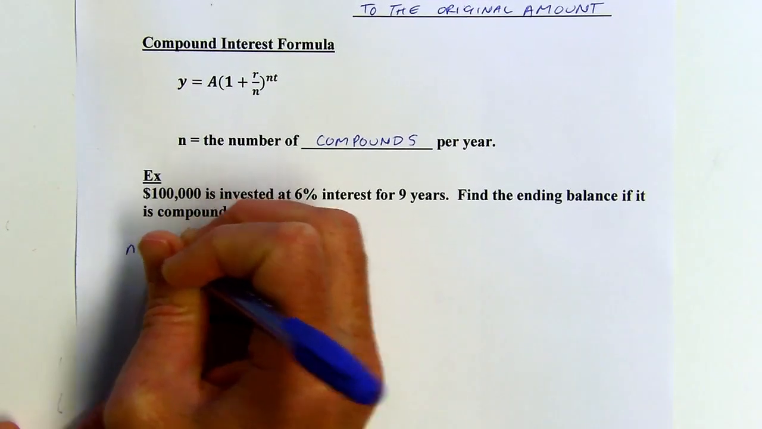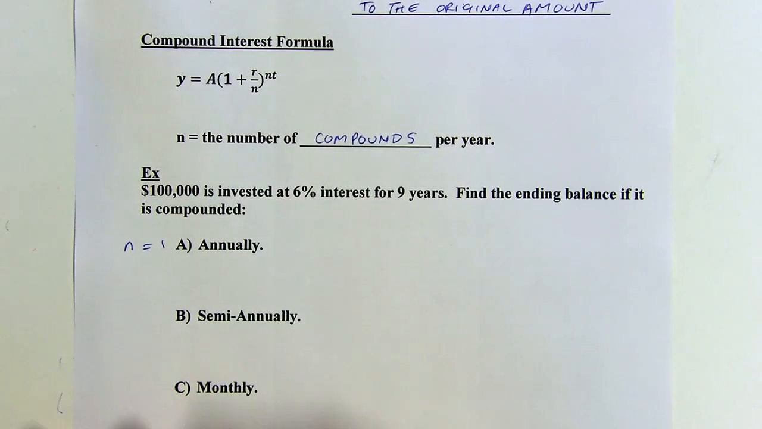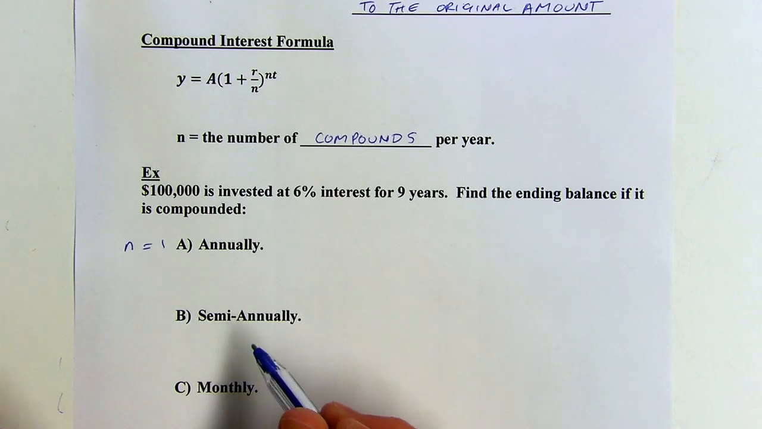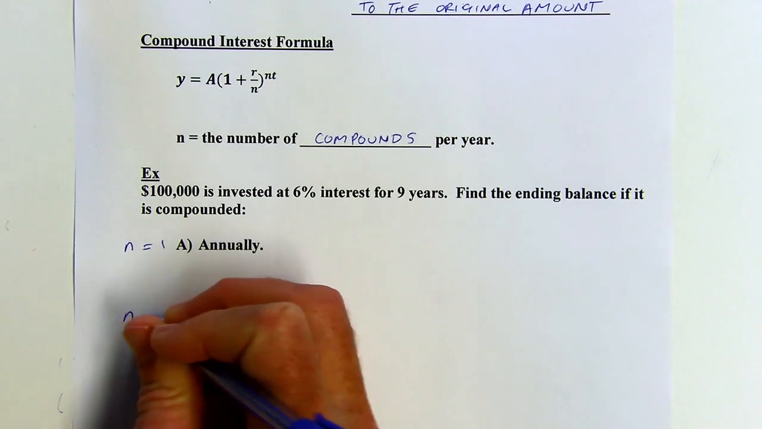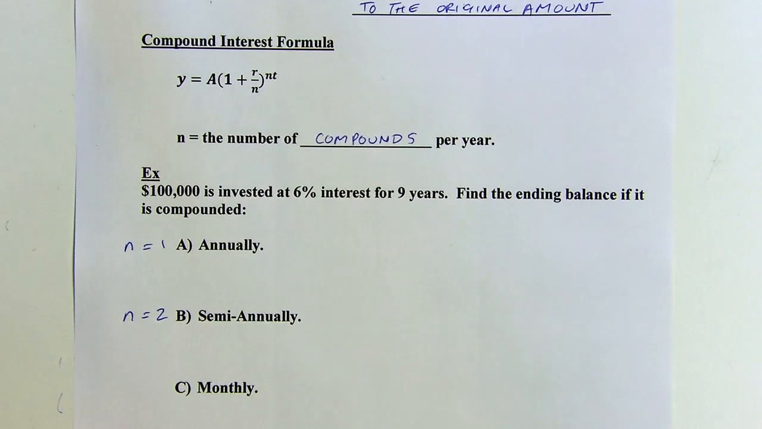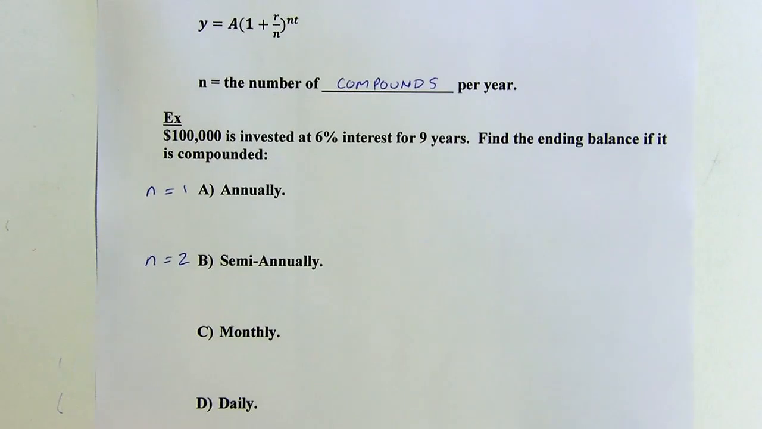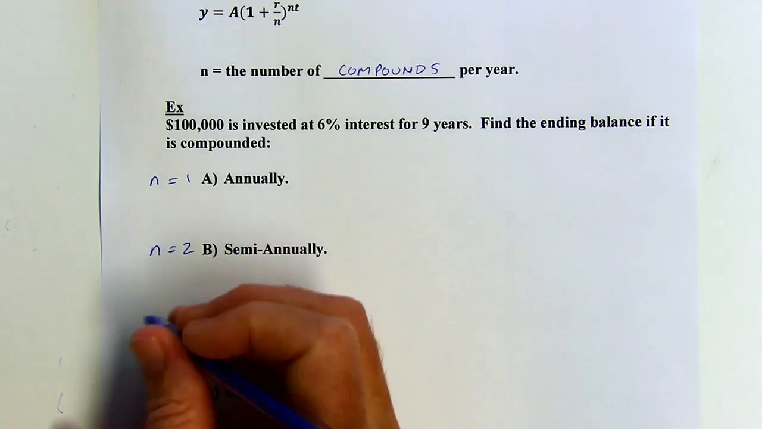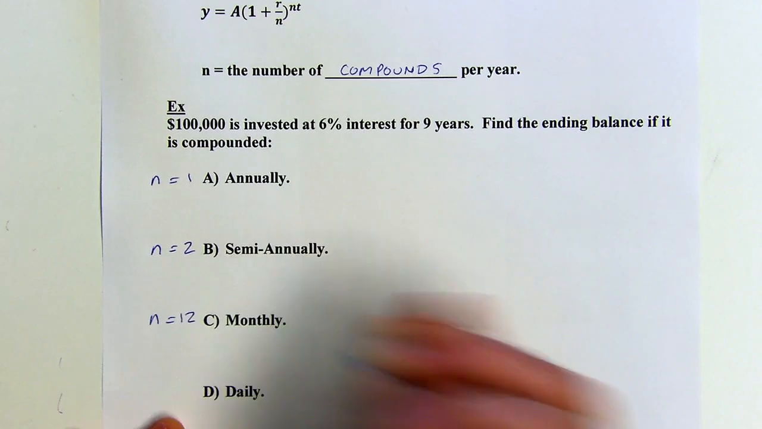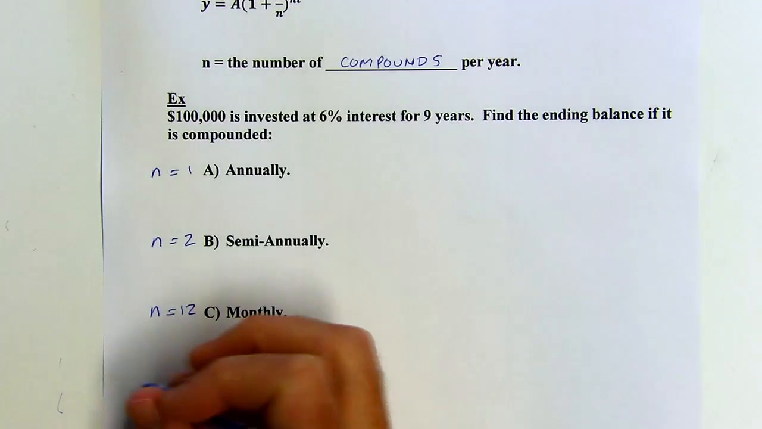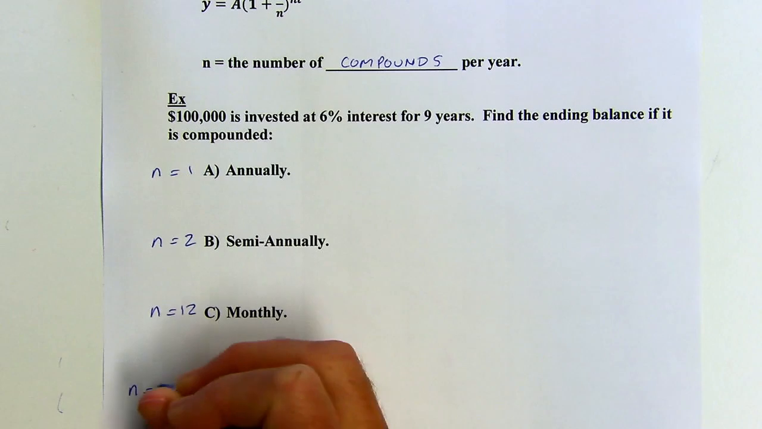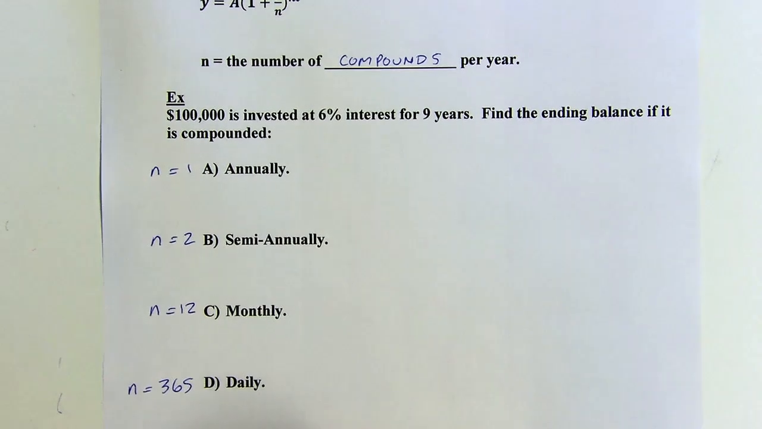Okay, so number of compounds on this example down here, when we're talking about annually, that means we're going to compound once per year. So n is going to be 1. Semi-annually, think about semesters in the school year. There's 2 semesters, right? So that means there's going to be 2 compounds per year. You're going to compound at the end of each semester. Okay, monthly, well, there's 12 months in the year. So we're going to call that 12. Daily, we'll go 365. Let's just forget about leap year. I guess technically it'd be 365.25, but let's just go with an even 365.